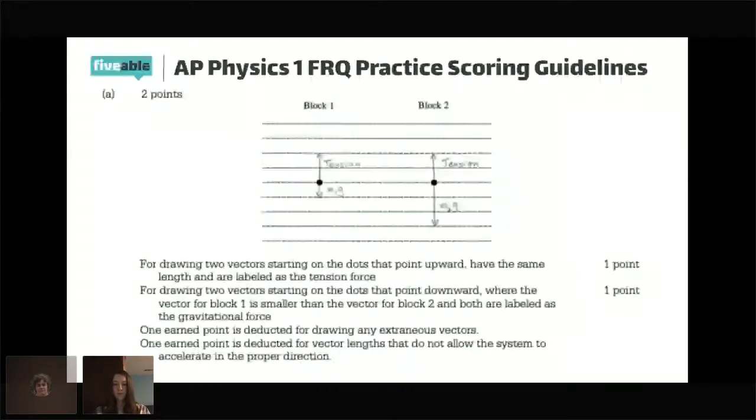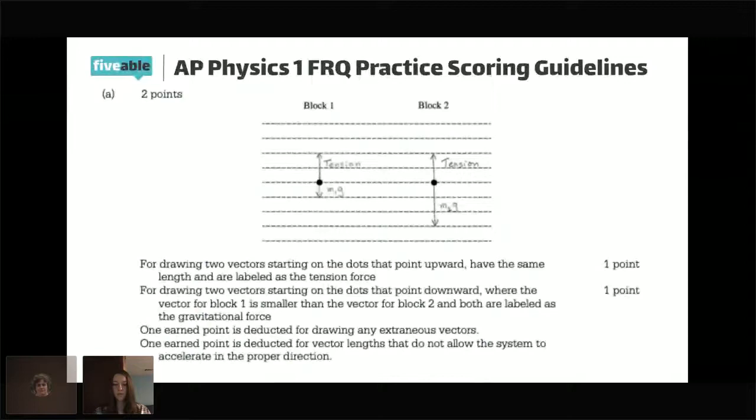It says you get a point for drawing two vectors starting on the dots that point upward, have the same length, and are labeled as tension force. So to get your point for the tension here, you have to fit all those requirements. The first requirement is starting on the dots and pointing upward. If you get the direction wrong, you don't get the point. They also have to be the same length. You have to make it pretty explicit that the two magnitudes are the same, or else you get it wrong. And you also have to label it as tension.